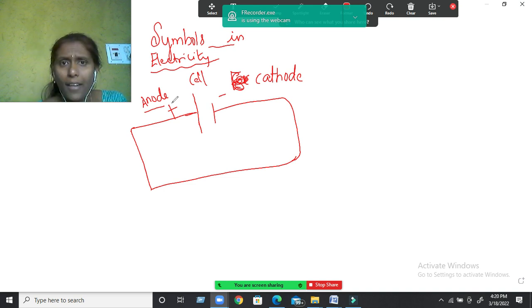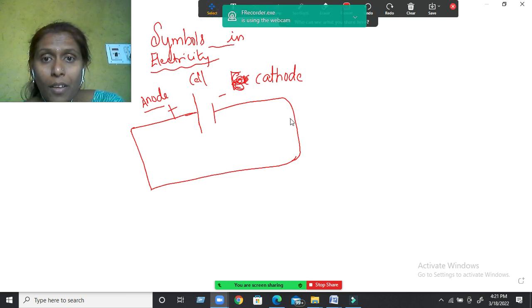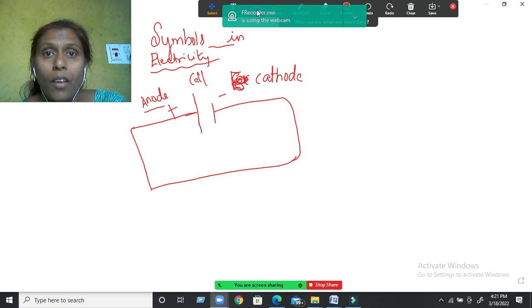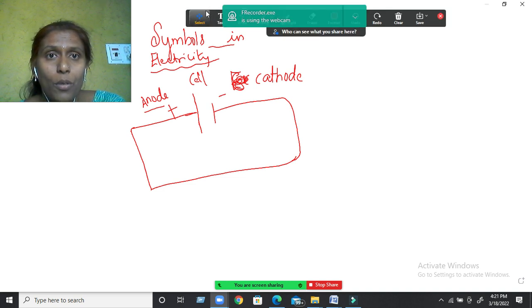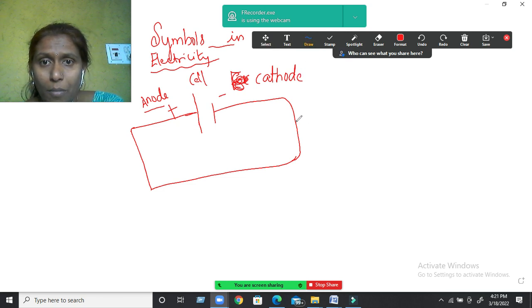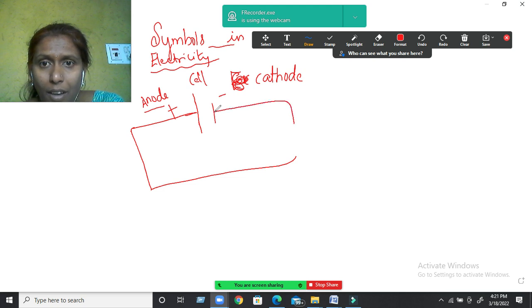Okay. And in the meantime, when you looked at this diagram, you could understand there was another thing, the bulb. Yes, it was the bulb. Let me just draw the bulb also. Here goes the bulb. Obviously, there should be a little disconnection here. Here is my wire, and I'll write the bulb here.